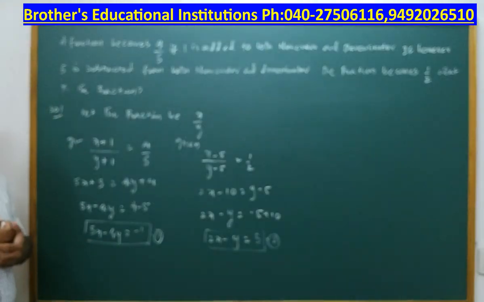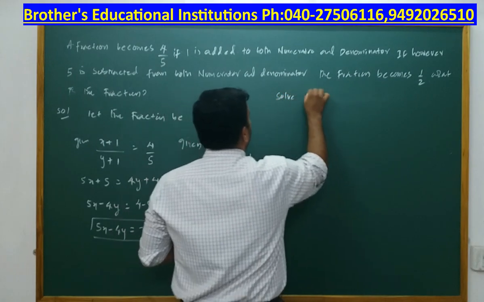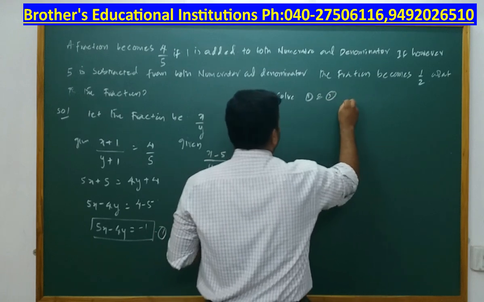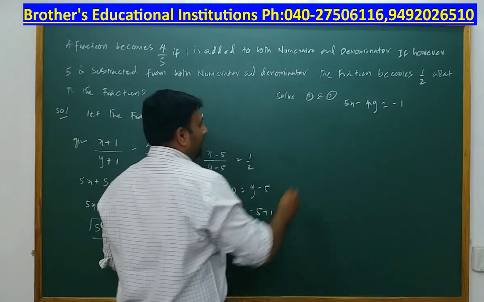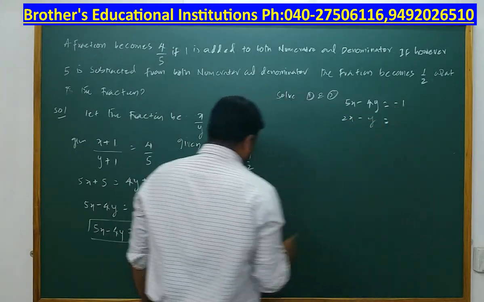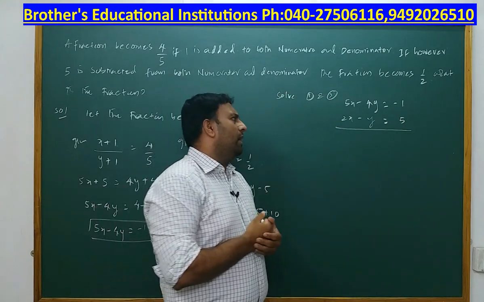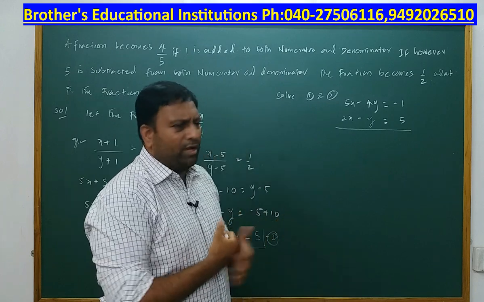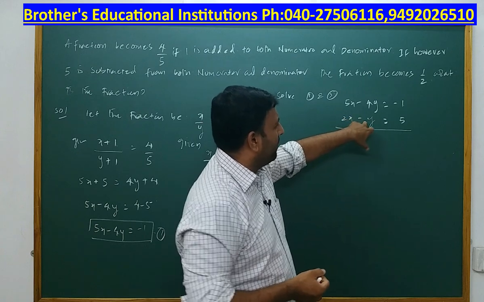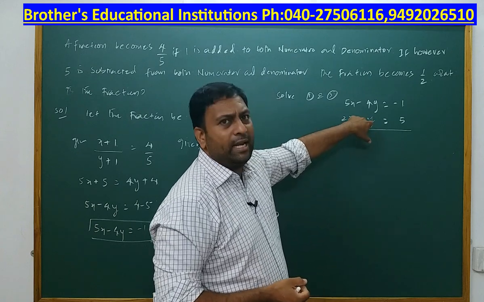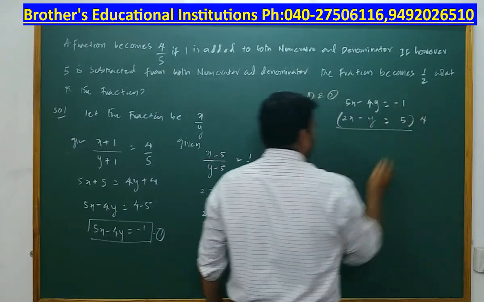Now since I have two equations, called a pair of linear equations, I will solve them. Now I will solve 1 and 2. It is 5x minus 4y is equal to minus 1 and 2x minus y is equal to 5. Now how do I solve? I will prefer the elimination method. And what I want to eliminate is y. If I want to eliminate y, I must multiply the second equation by 4 because you have 4 here. So I will multiply 4 to the second equation. You see what I get.